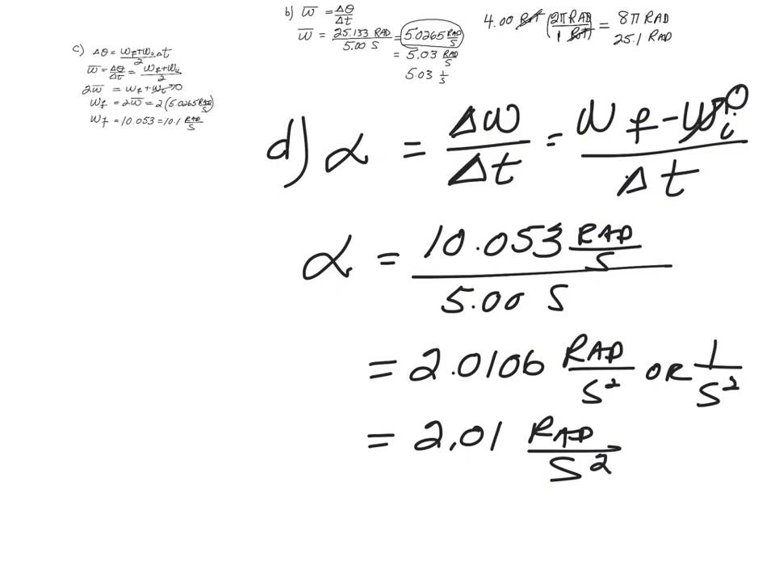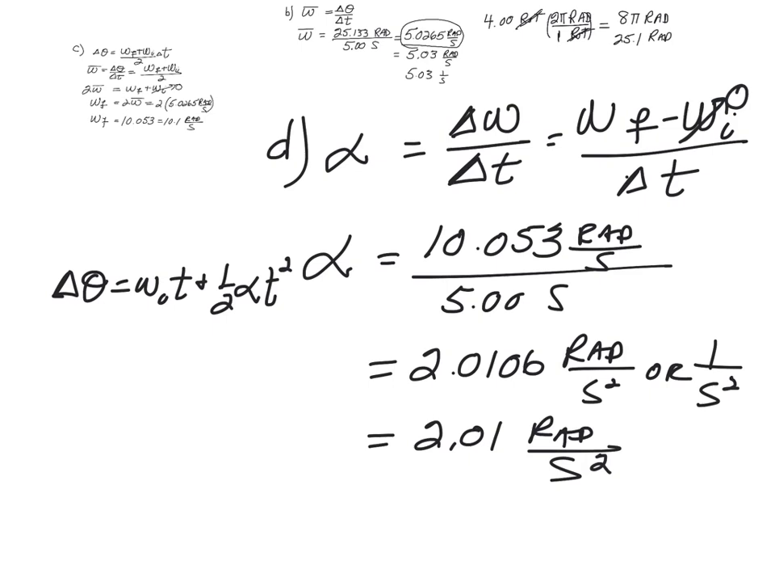Now, you could use equation group 2, number 3, that delta theta equals omega initial t plus 1/2 alpha t squared. We often use that, and it would work here.